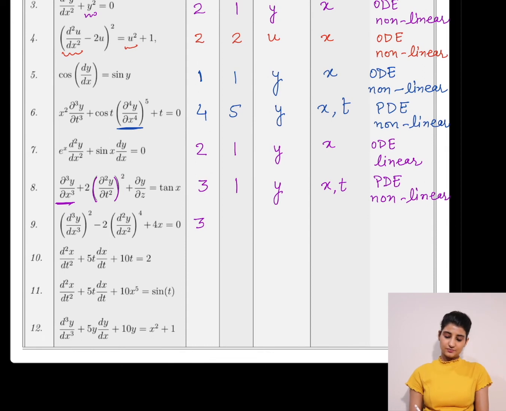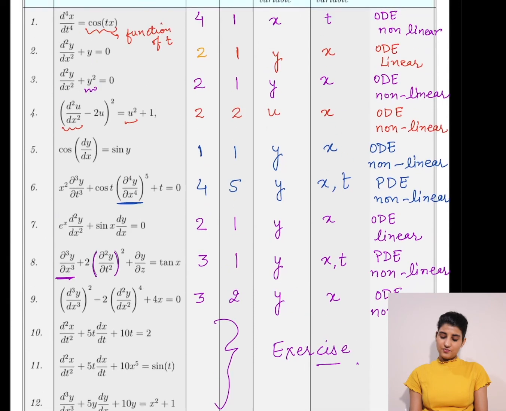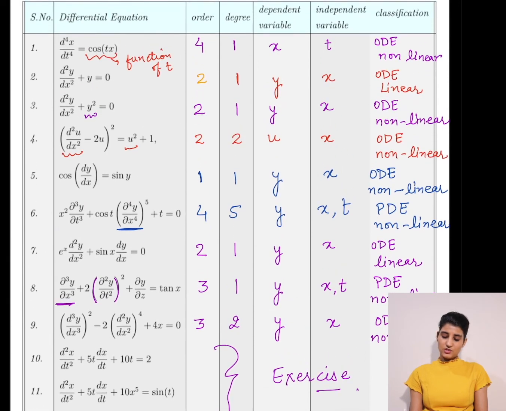so it's linear. In this case, order is 3, the highest derivative is the third derivative, and its exponent is 1. So degree is 1, dependent variable is y, independent variables are x and t, two independent variables, so it's PDE. And since it has the second derivative with power 2, it's non-linear.